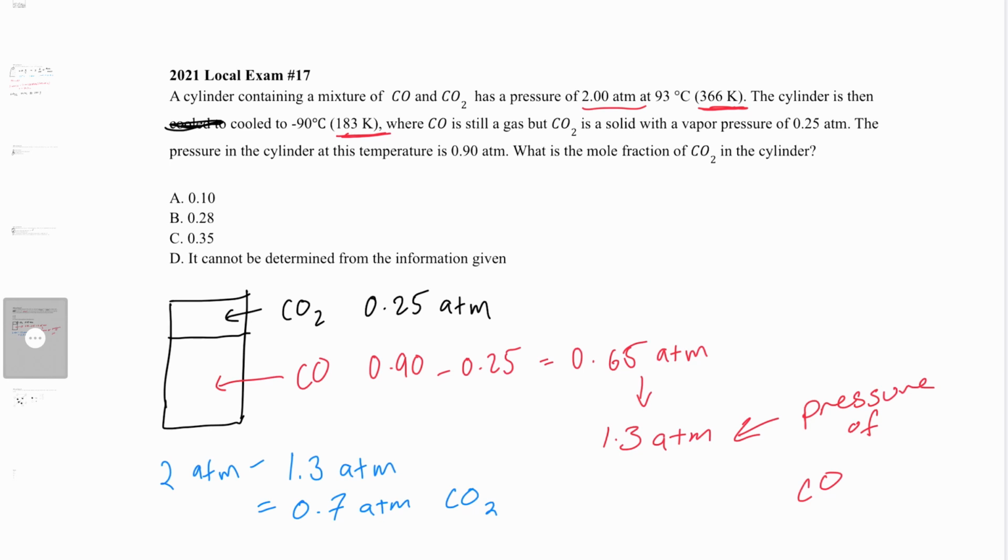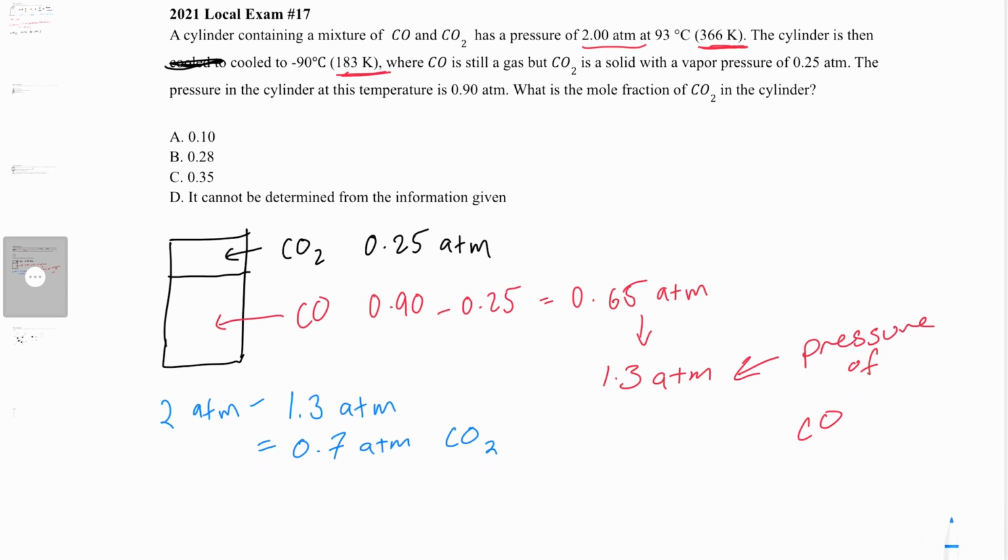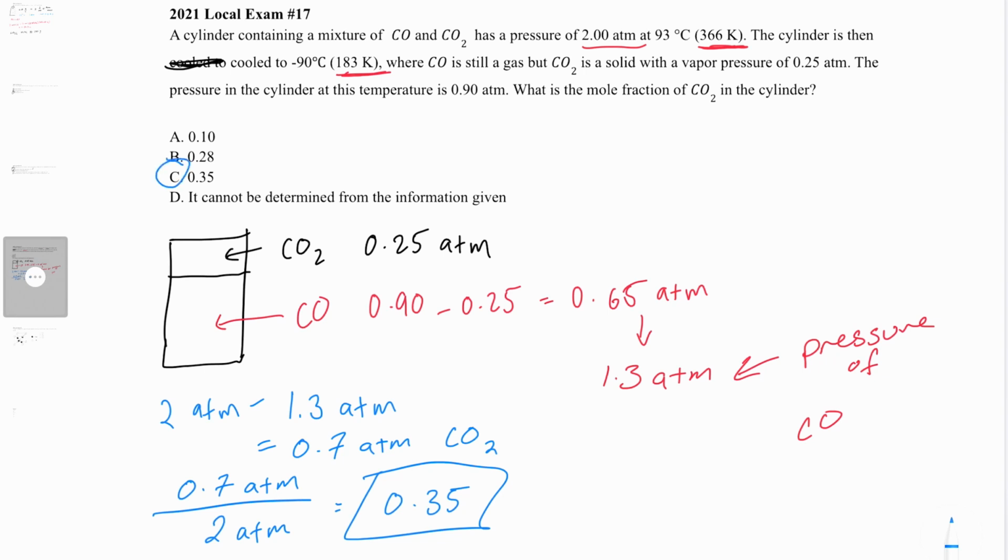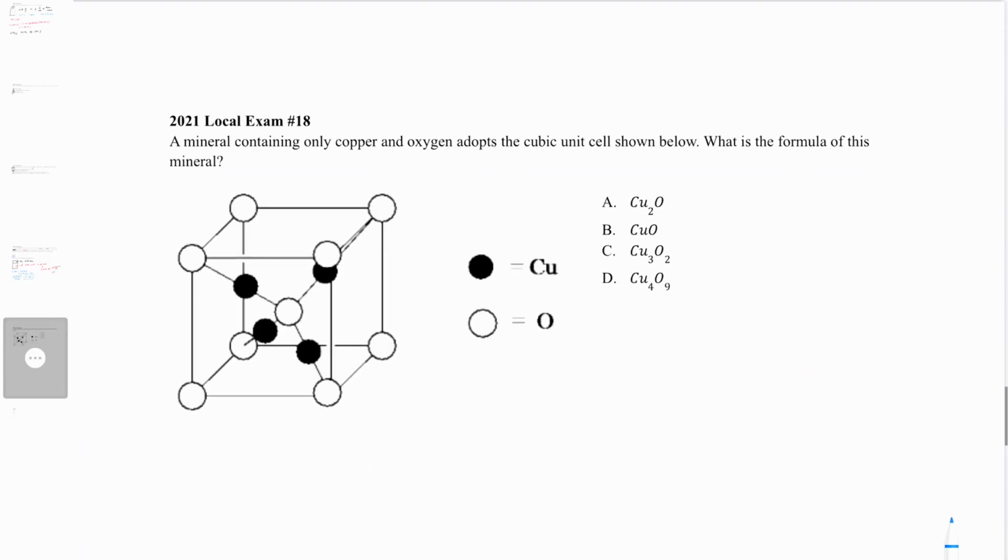The mole fraction is going to be equivalent to the partial pressure fraction. So the partial pressure of the carbon dioxide is going to be 0.7 atmospheres over the total pressure, which is 2 atmospheres. So this is 0.35. That is your mole fraction. So the answer is C, 0.35. Let's go to question 18.